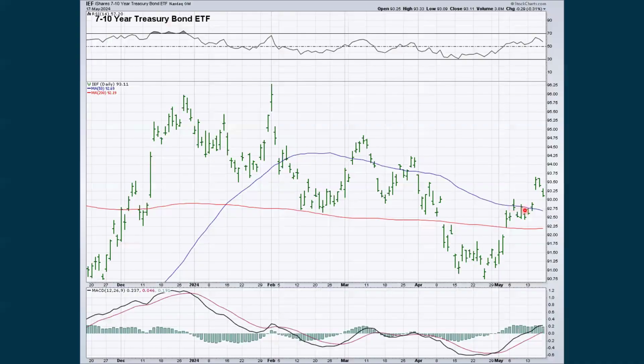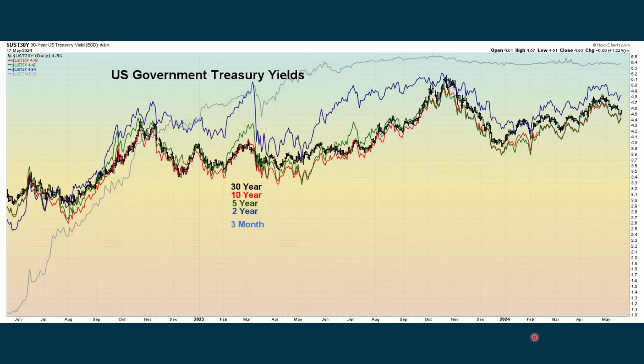Here's just a chart of the 7 to 10-year treasury bond based on price. We broke above the 50-day moving average, and now we've been falling back just a little bit. The RSI, although it's coming down, is still above 50, but the shorter term momentum since the beginning of May has been positive for the price of bonds. Here's a daily chart of yields showing how we had been going up. Then as we've been coming down, that's been giving some more support to stocks.